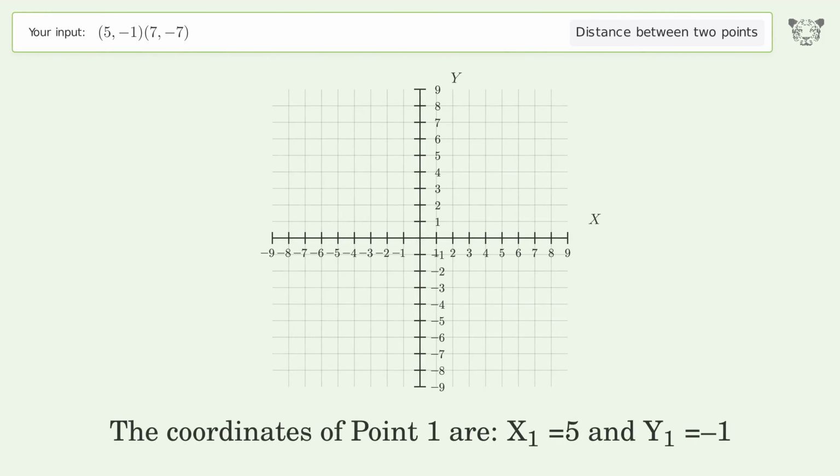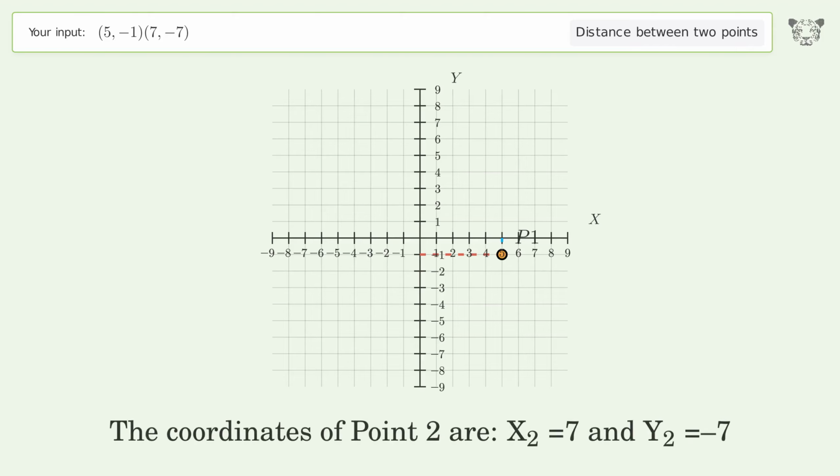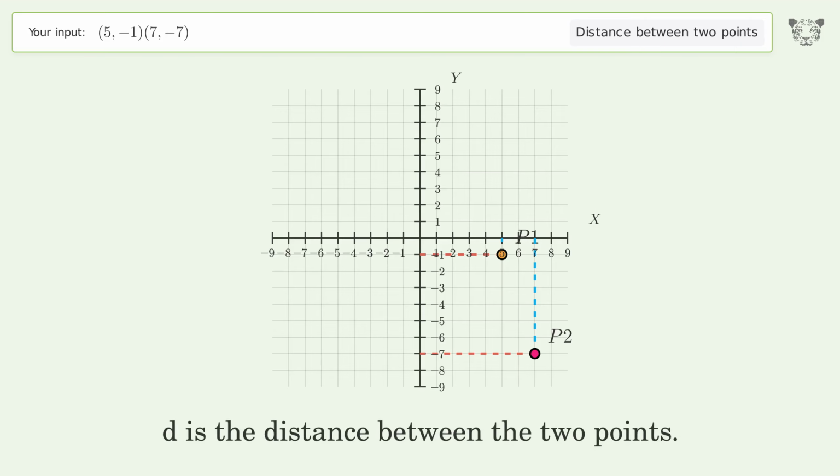The coordinates of point 1 are x1 equals 5 and y1 equals -1. The coordinates of point 2 are x2 equals 7 and y2 equals -7. D is the distance between the 2 points.